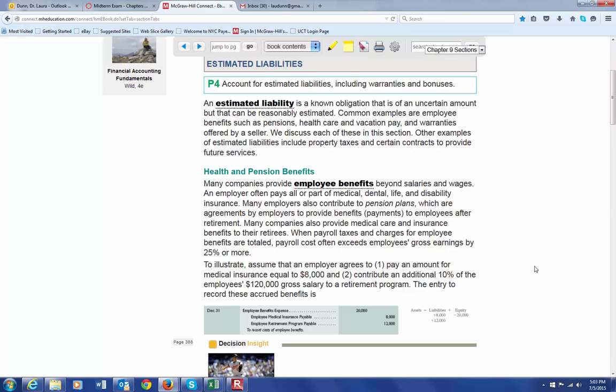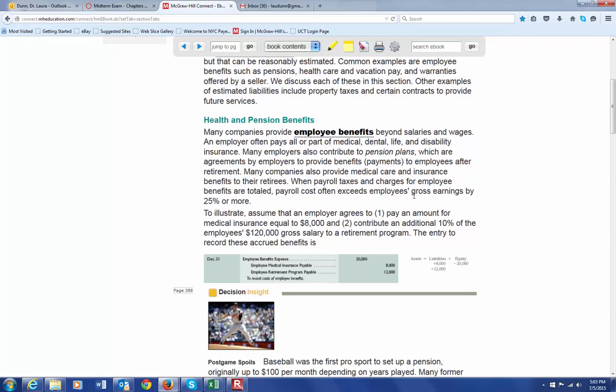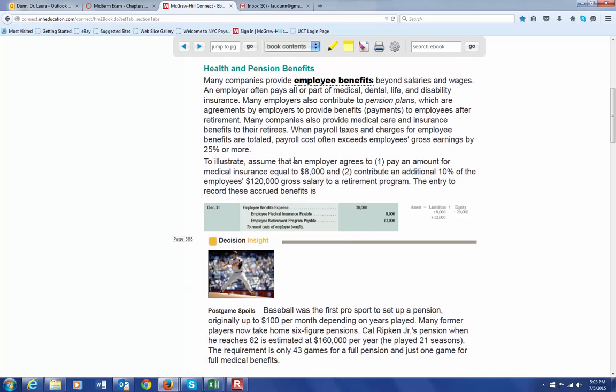So you often have to estimate what you think that those costs are going to be based on your previous experiences over the years before, or on the amount that other industries have to pay. So what this particular example does is, they're saying here, to illustrate, assume that an employer agrees to pay an amount for medical insurance equal to $8,000 and to contribute an additional $10,000 of the employee's $120,000 gross salary to a retirement program.